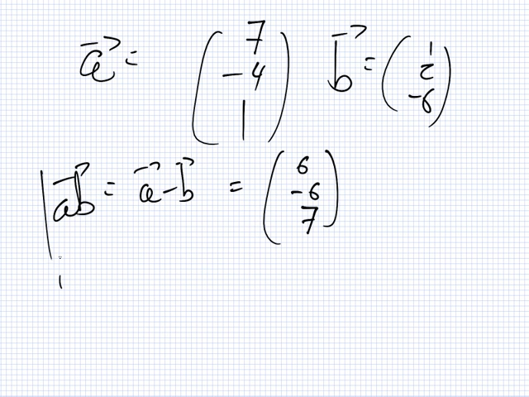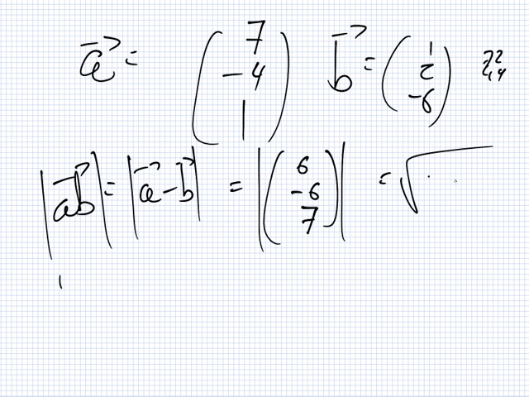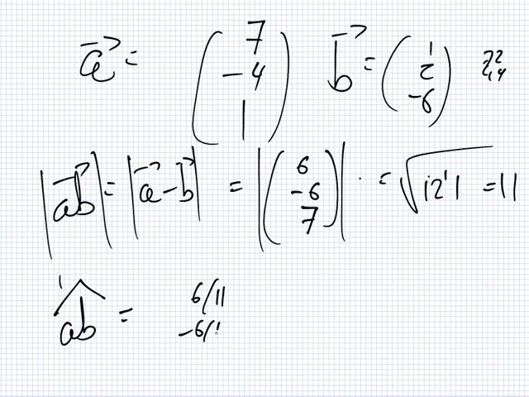So the magnitude here is the square root of 36 plus 36 plus 49, which is 121. Which is 11. So the answer is 6 over 11, minus 6 over 11, and 7 over 11.